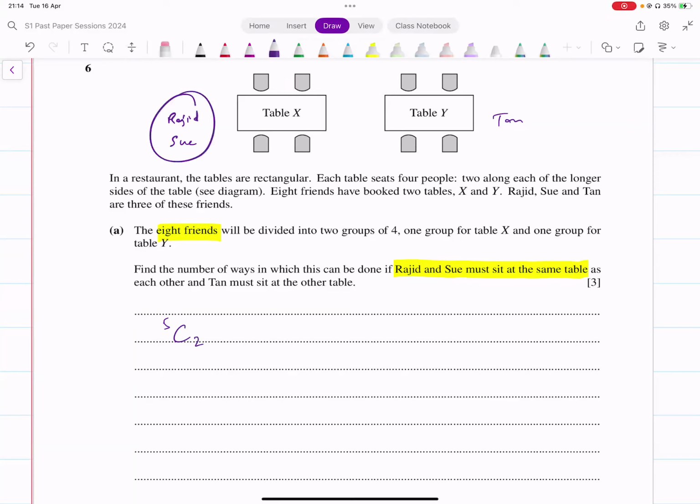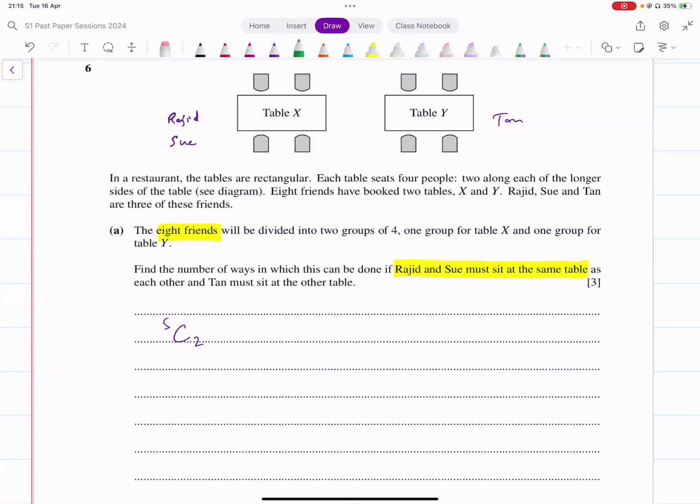Because Rajat and Sue are already placed there, the choice is only for the remaining people. How many people are we left with? 5 people. Out of those 5 people, we have to place 2 more on table X. Or you could also think of it the other way around. You could say you have to place 3 more on table Y. So you could do either 5C3 or 5C2. Both of them are going to give you the same result. You could do any of them. So that's 5C2.